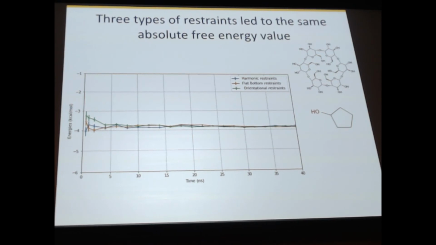nanoseconds per alchemical step, or per lambda window, in explicit solvent. And here I'm showing the free energies, and as we can see, with the different types of restraints, we are converging almost at the same time to the same free energy value. So the convergence of the free energy is independent, in a host-guest system, of the type of the restraints.